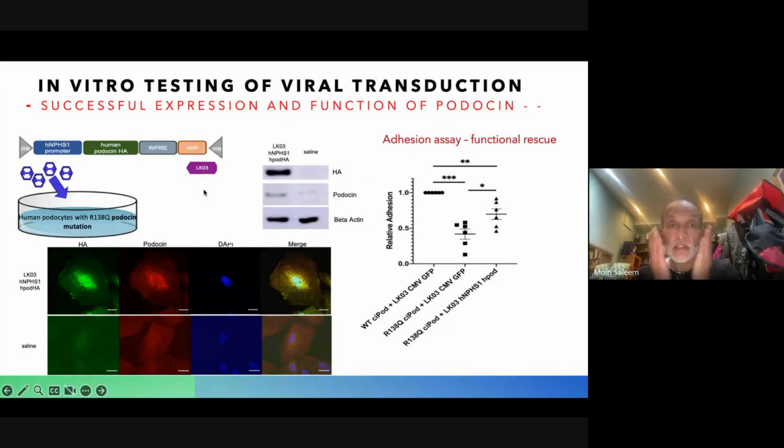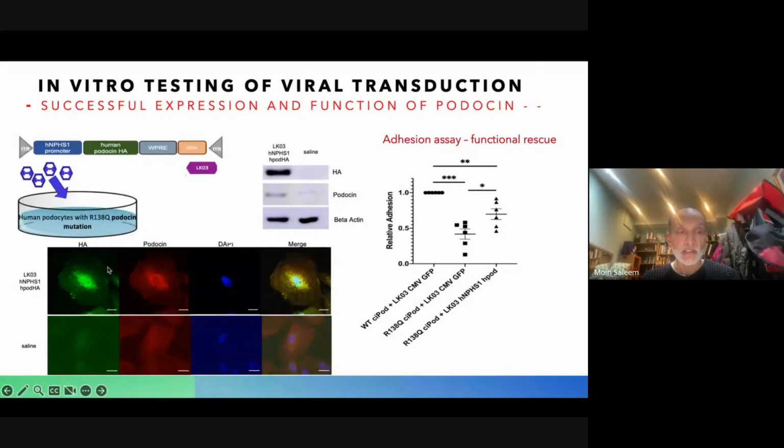So now we're testing the actual gene that we want to put into the podocytes, which is the podocin gene. So this is the viral cargo, this time with the podocin gene as our gene of interest. Here we are putting the virus with the gene into human podocytes in a dish. These podocytes are deficient in podocin because they've got the commonest human mutation. So they're derived from a patient with a mutation, and they don't express podocin normally.